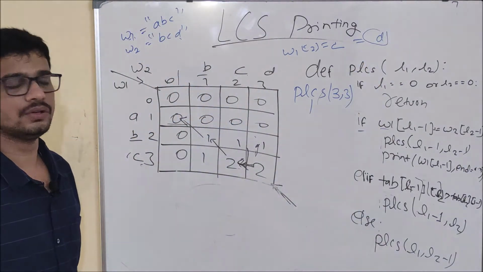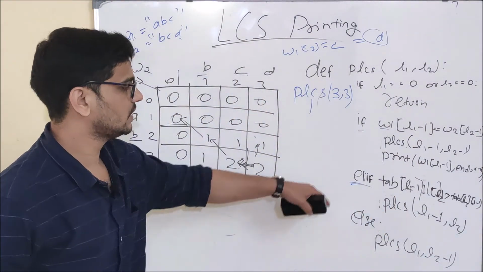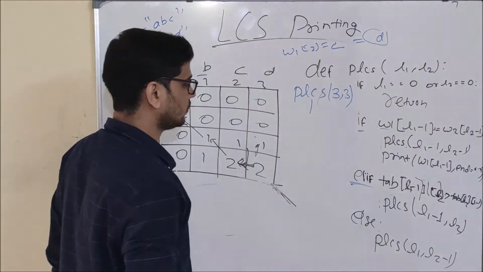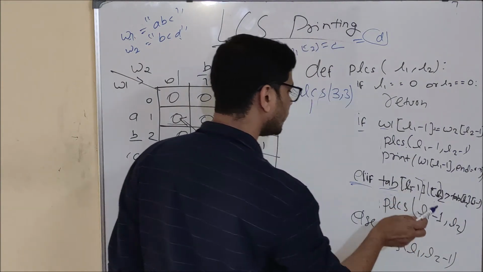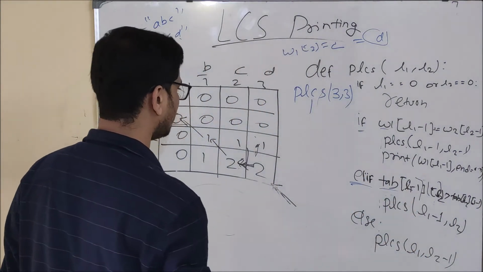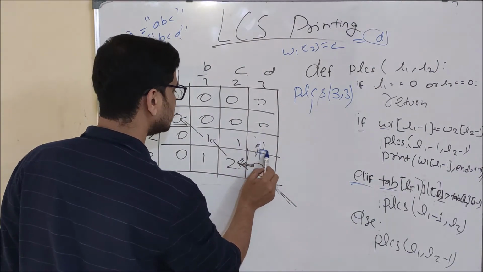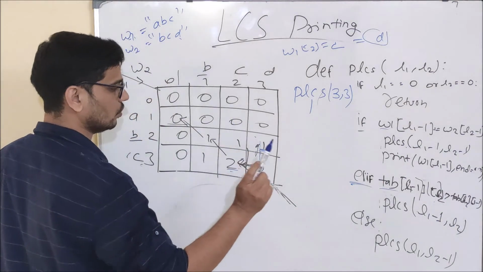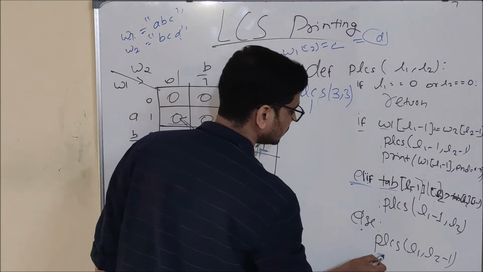So what are we going to do? We will first do this elif. So what will we do here? Tab of L1 minus 1, L2. What is L1 minus 1? That is, I will move up. Is this value greater than this? No. So this elif will be false and I will come and execute this thing.